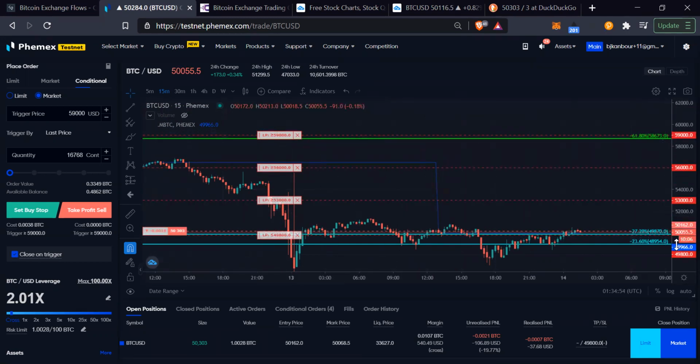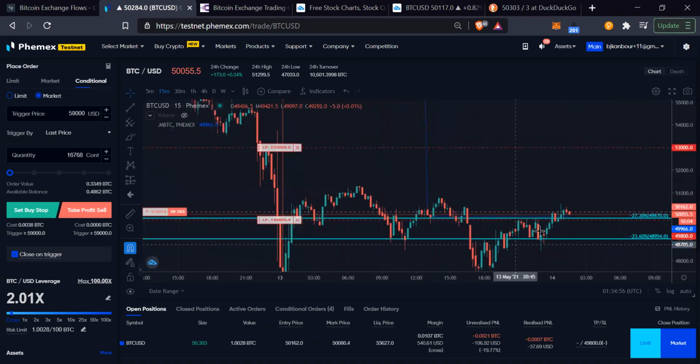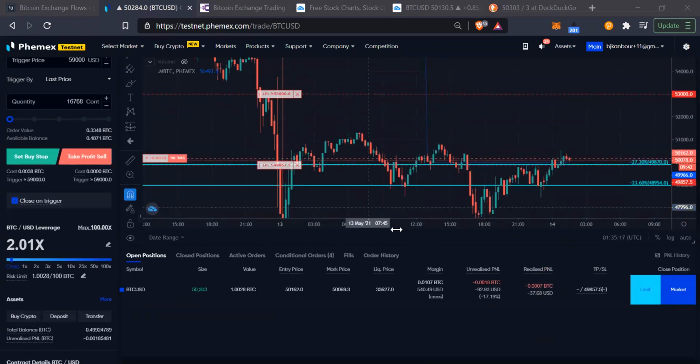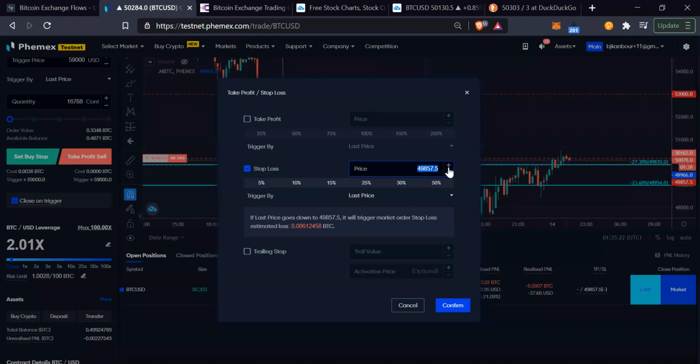Now, if you wanted to edit, let's say the price has moved up quite a bit and you want to move your stop loss to break even, there's 2 ways to do that. You can actually just click and drag this little white box here and move it up and let go, and it'll change your stop loss. We're going to leave it where we set it. You can also come back here, click, and you can edit this manually, 49,800, right?